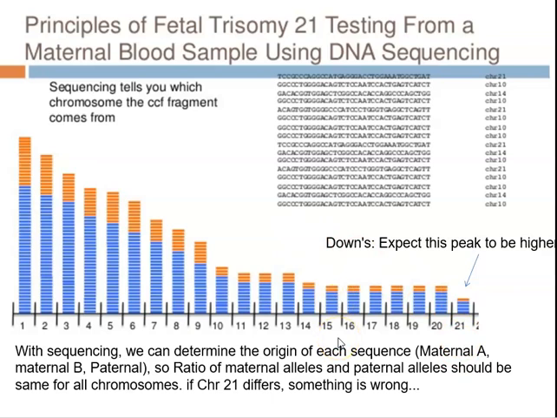Okay, this is all using very complicated technology. It's using quantitative sequencing, which you have not yet covered, or quantitative PCR that you have not yet covered. So don't worry too much about the technology. You just have to accept we are finding more chromosome 21 material in the maternal blood than we expect.